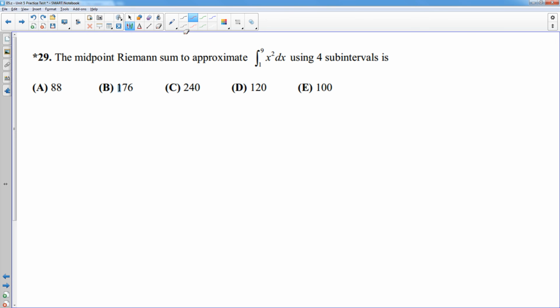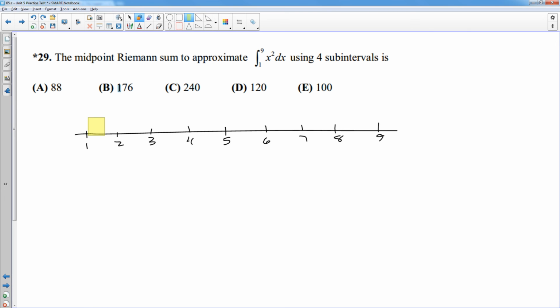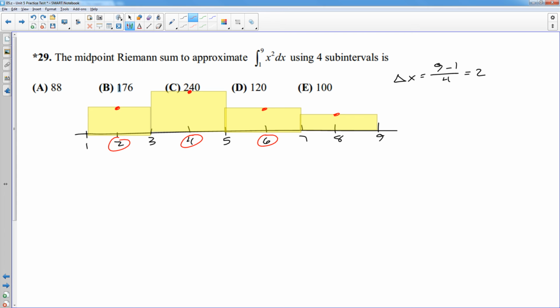Number 29, midpoint Riemann sums with 4 subintervals. Okay, so I'm going to go from 1 to 9. So 2, 3, 4, 5, 6, 7, 8, 9. I just like to organize my thoughts this way. And my rectangles have a base of 2 because I have 4 subintervals. Right? Just a visual here. And you can find your delta x by doing b minus a over the number of subintervals. That gives me 2. And we're using midpoints, so my height is actually going to be determined by the function's values at 2, 4, 6, and 8.